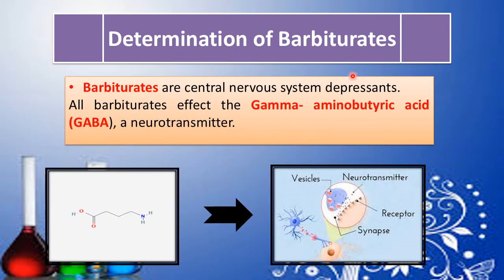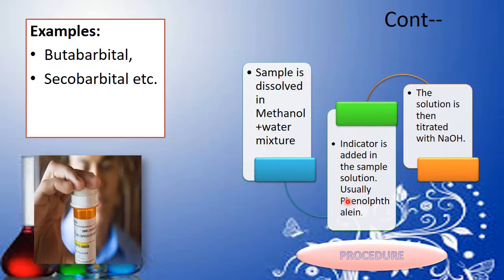Determination of barbiturates. Barbiturates are central nervous system depressants. All barbiturates affect gamma-aminobutyric acid, a neurotransmitter. This is the structural formula of gamma-aminobutyric acid, which acts as a neurotransmitter as shown in the following image. Examples of barbiturates include butabarbital and secobarbital. The procedure for the analysis is that the sample is dissolved in a methanol and water mixture. An indicator, usually phenolphthalein, is added to the sample solution. The solution is then titrated using a strong base like sodium hydroxide.